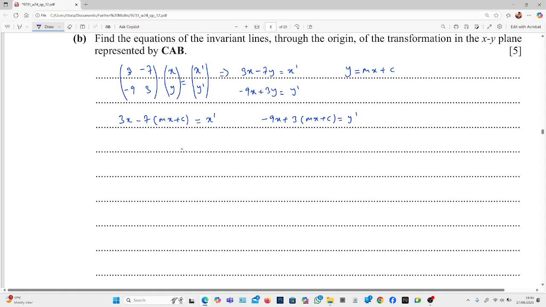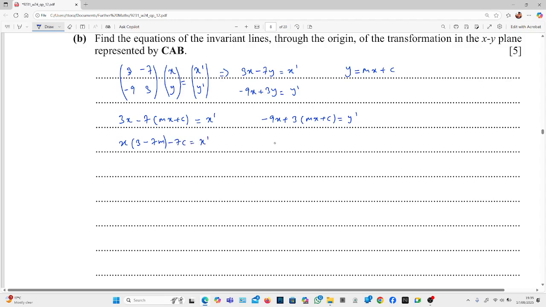And when we look at this now, let's try and understand what we should do. Now we've got the y prime over here, but I want to expand this. So we've got x here, so the x can come out, and I've got 3 in brackets minus 7 times m, which is -7m. Then -7 times c is -7c. And all of that should be equal to x prime.